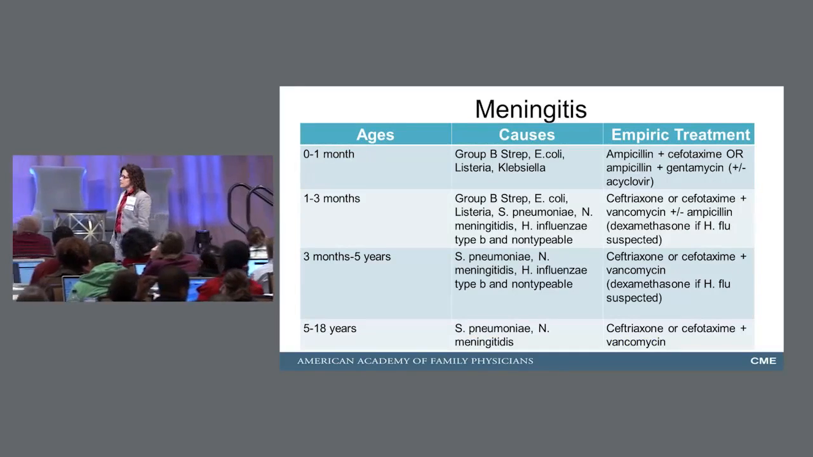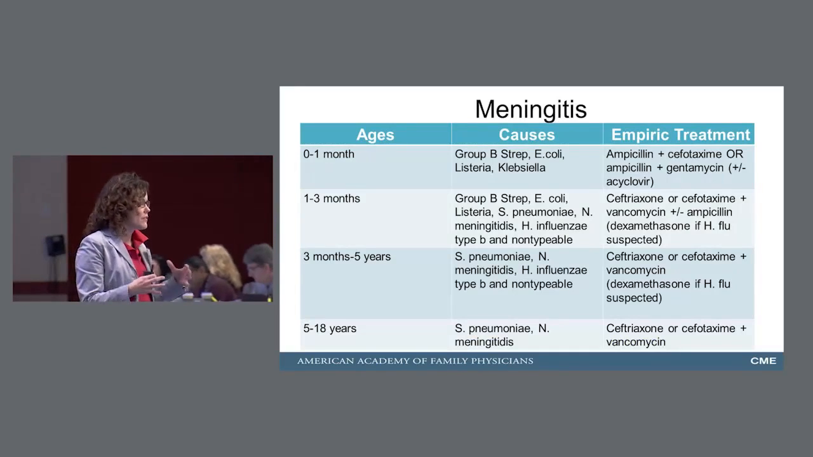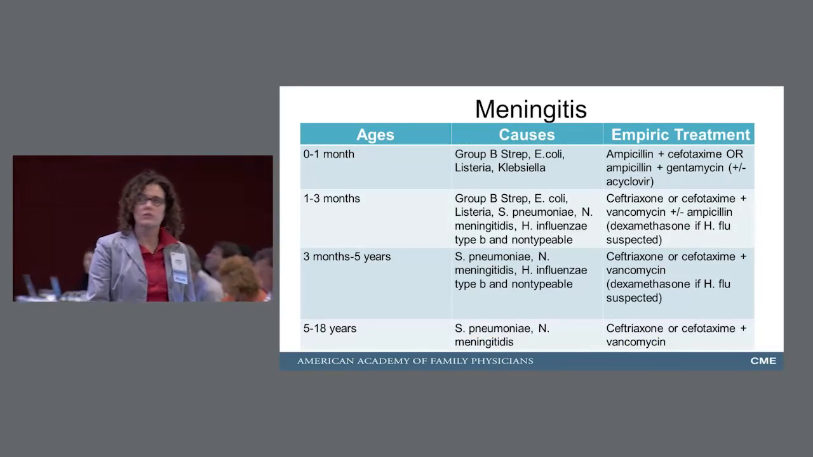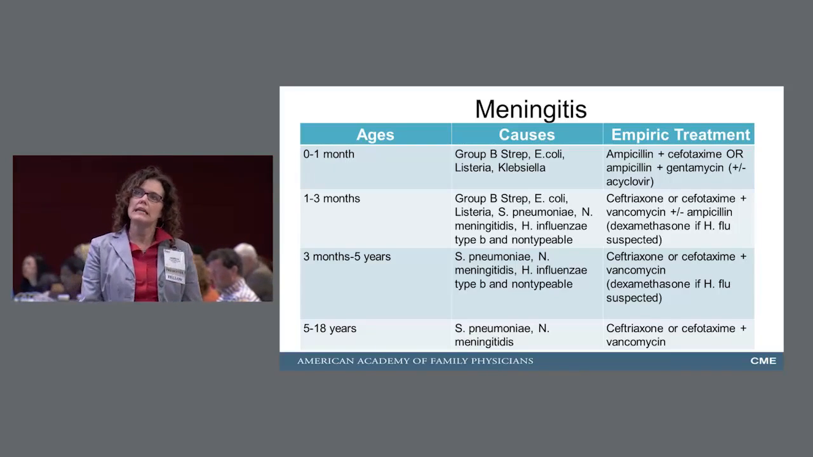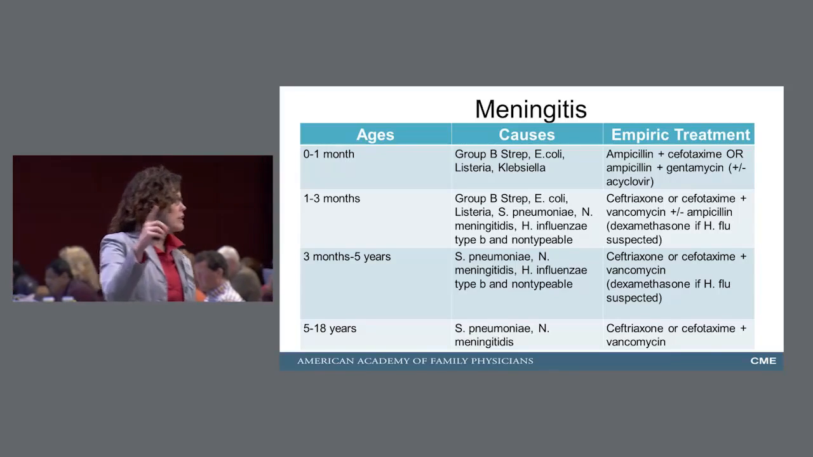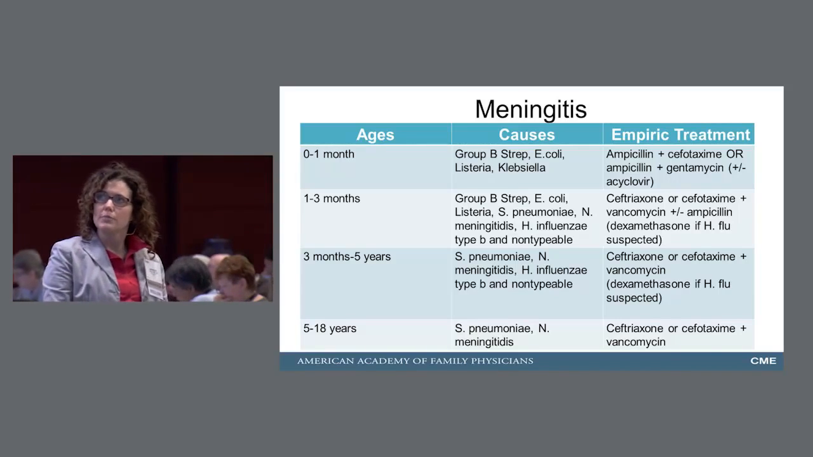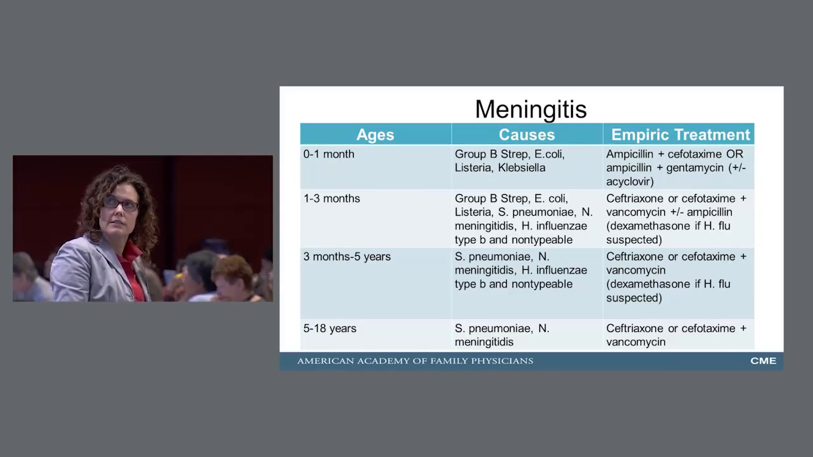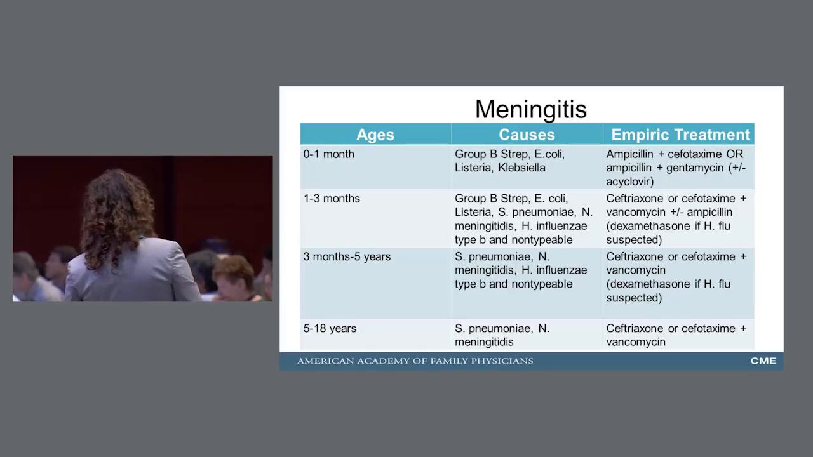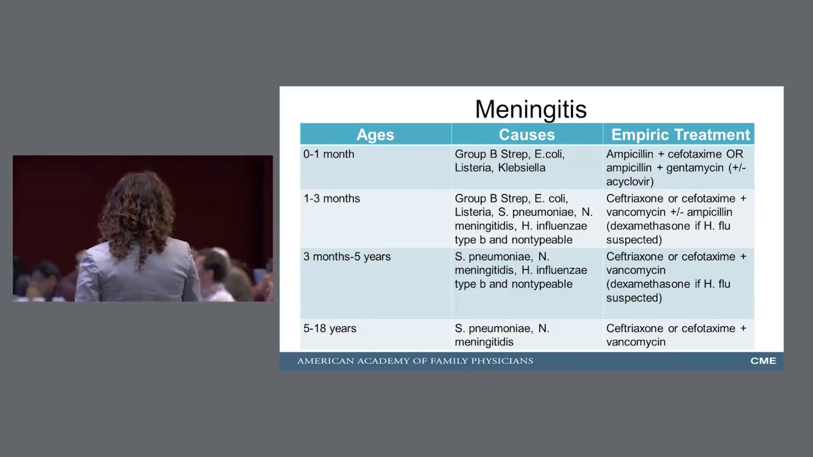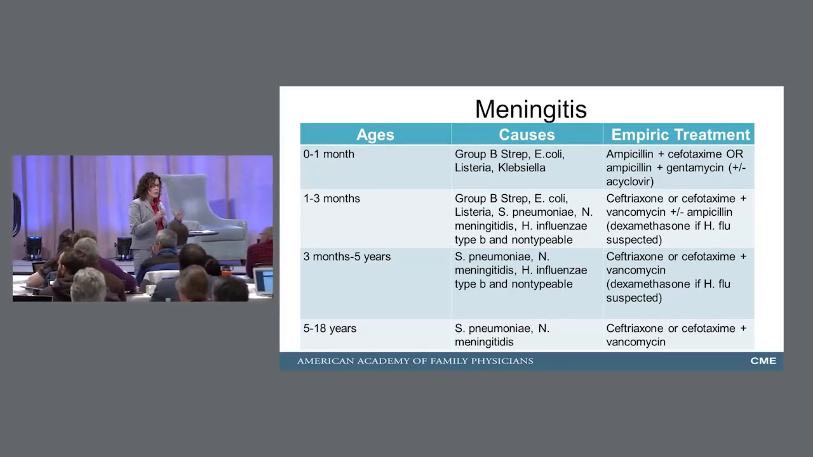Meningitis, just like pneumonia, has different causes at different age groups. So 0 to 1 month, we're back to our friends Group B strep, E. coli, and Listeria. You can throw a little Klebsiella in there just for fun. The empiric treatment is exactly what we talked about before, ampicillin and gentamicin, or ampicillin and cefotaxime, plus or minus acyclovir.